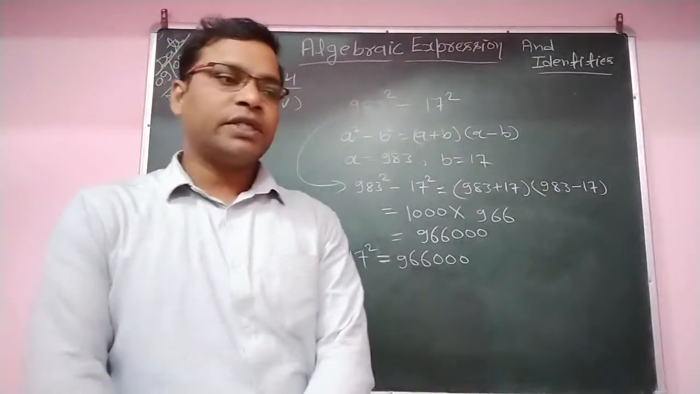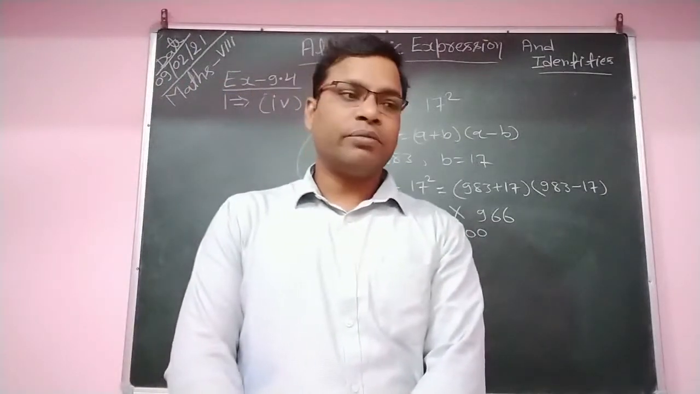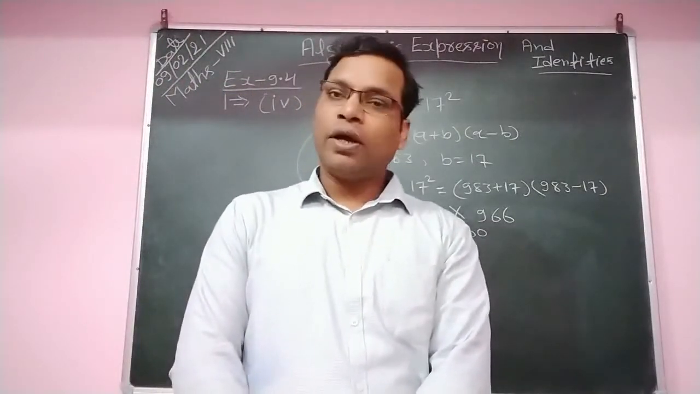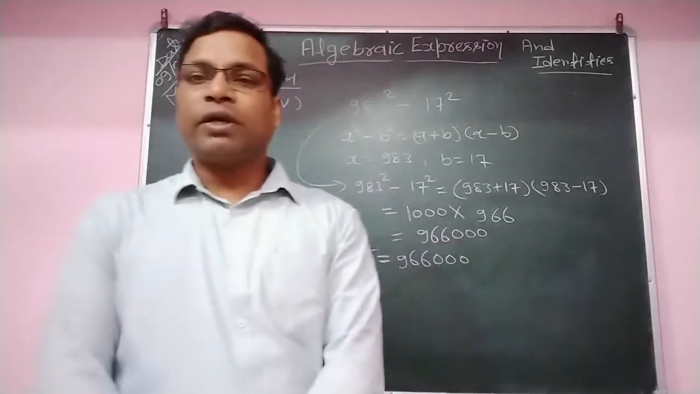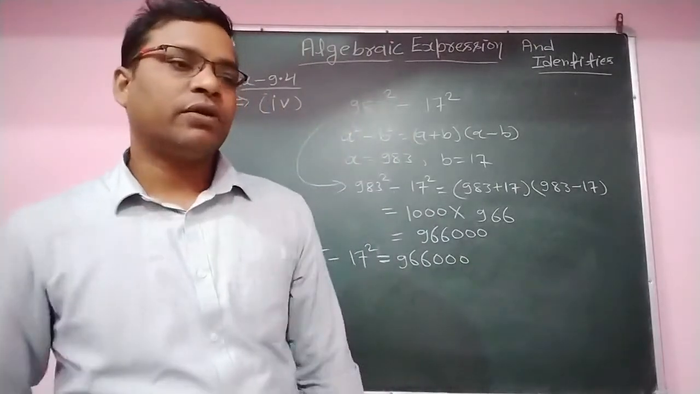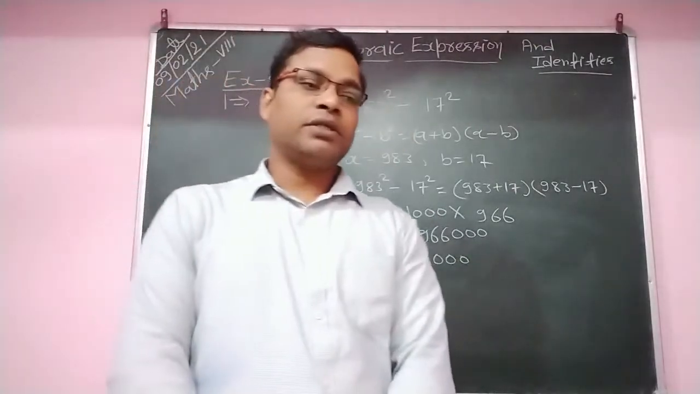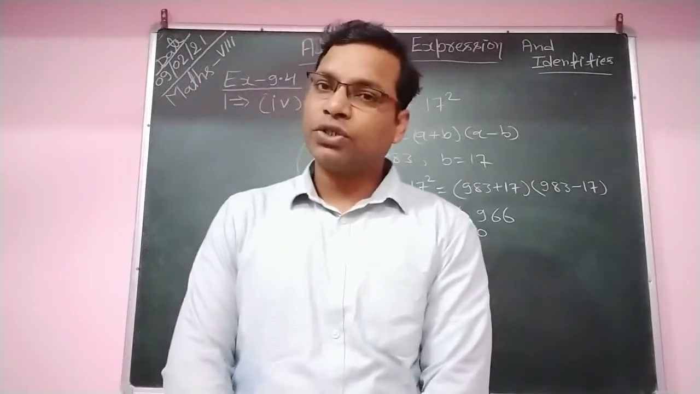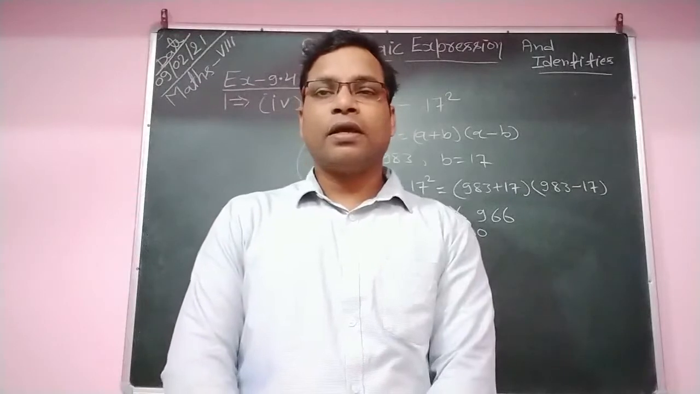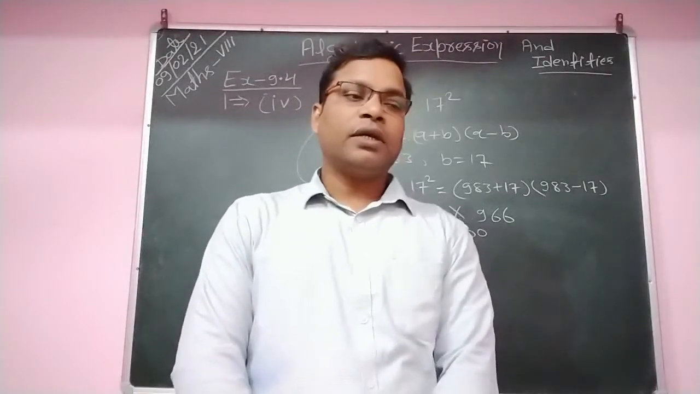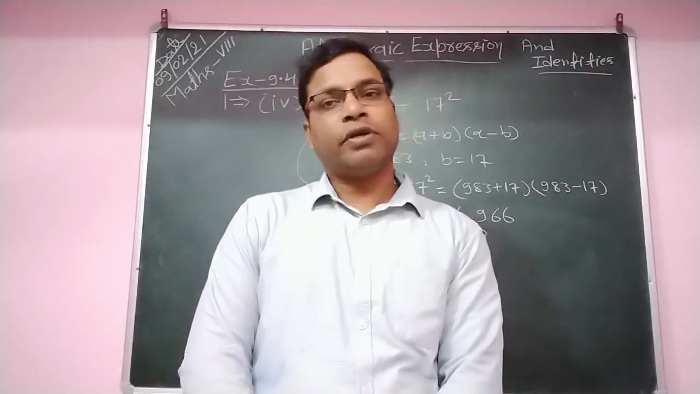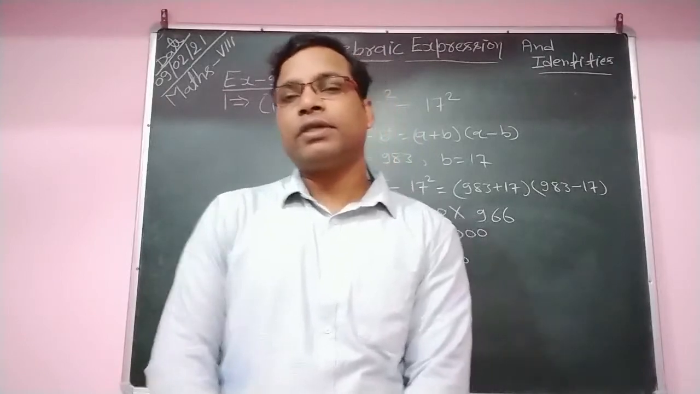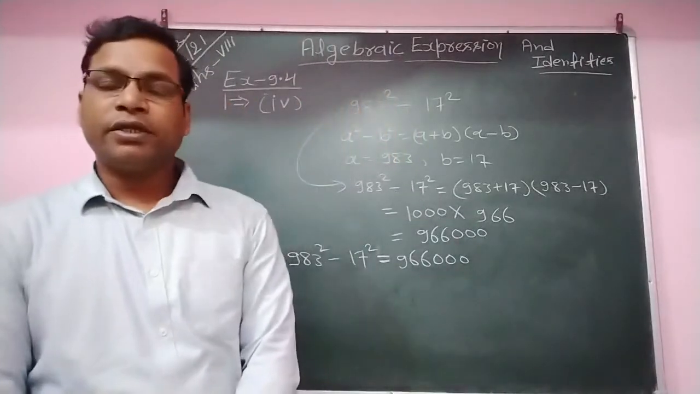We are going to discuss the next question, question number 2 of this exercise. Let's see what question number 2 is. Question number 2 is: if x minus 1 upon x is equal to 3, evaluate x square plus 1 upon x square and x to the power 4 plus 1 upon x to the power 4. So let's see how to solve these questions.